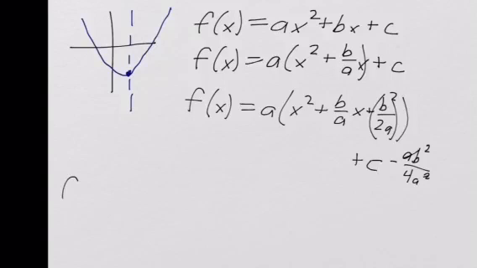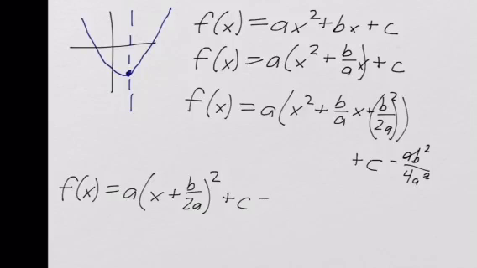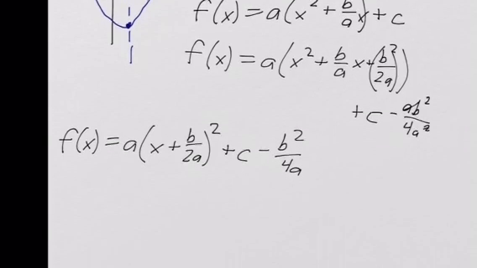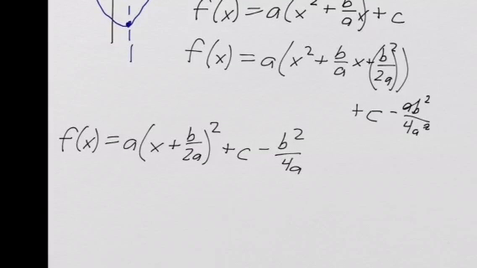So then simplifying, we get f of x equals a times x plus b over 2a squared, plus c minus b squared over 4a. But this is something that's going to be key.